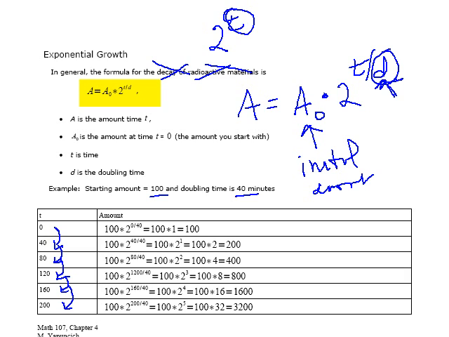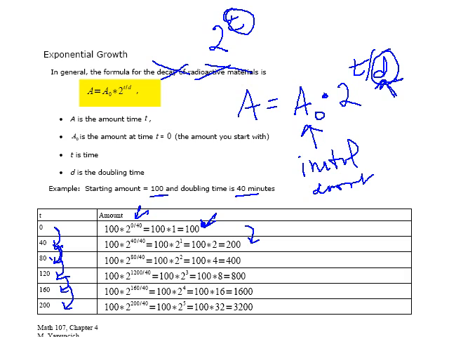But let's put these in the equation. So if we put a 0 here, then we would have 100 times 2 to the 0, which is 100. And we said that was our starting amount, and it is our starting amount. You can see here at t equals 0, we get 100. Now put a 40 into the equation. 40 over 40 is 1. 2 to the 1 is 2, so we have 200. So we doubled. In 40 minutes, we doubled.